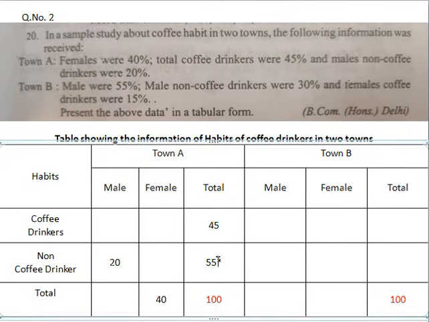I will write it with a star. Why is this star written? Because it is computed by you. It is not given in the problem. It is computed by you. Now you find 55 and 20. 55 minus 20, how much will you get? 35. Then 40 minus this 35, how much are you getting? 5. 5 is computed by you, right?